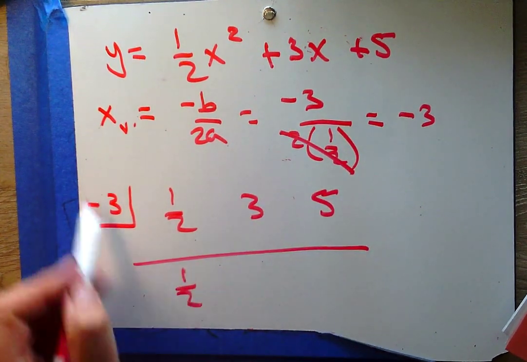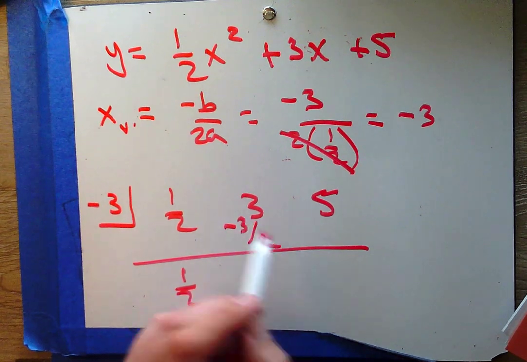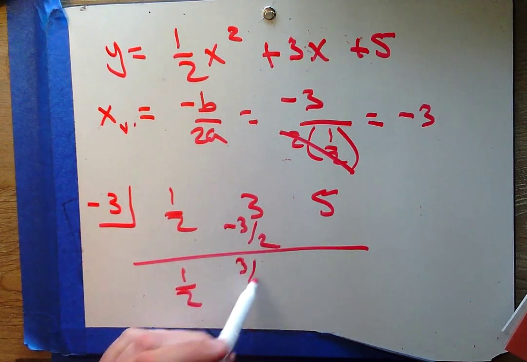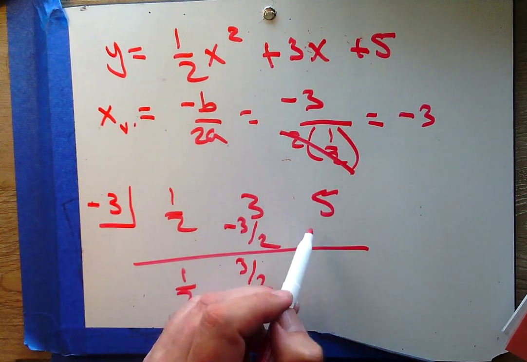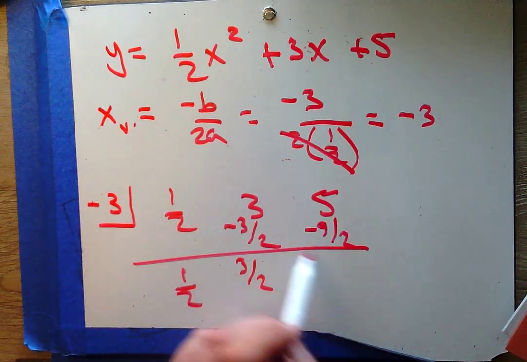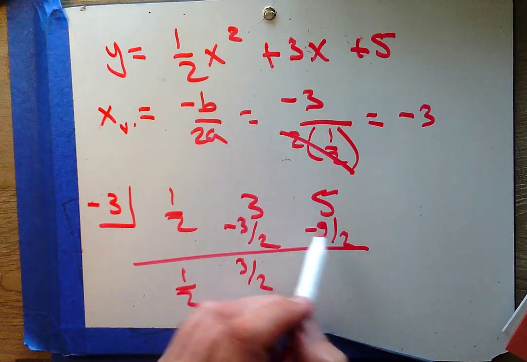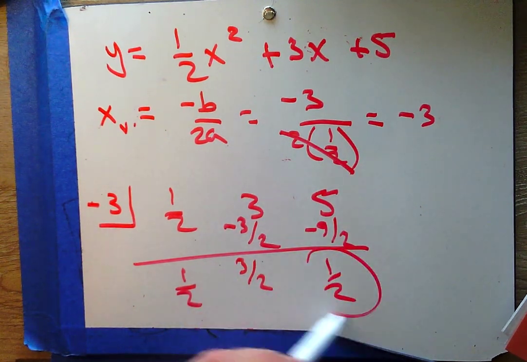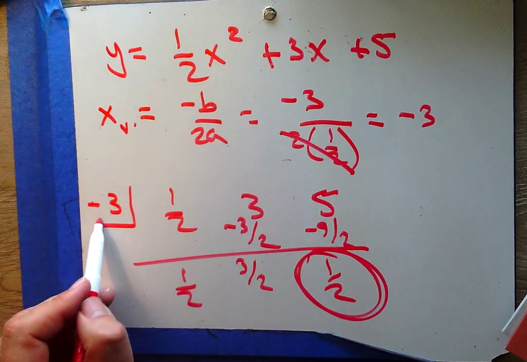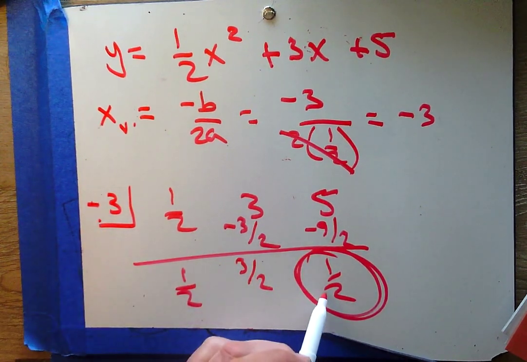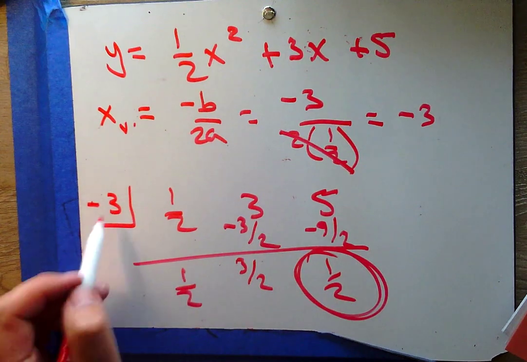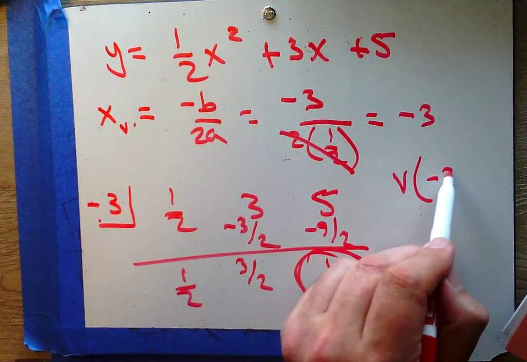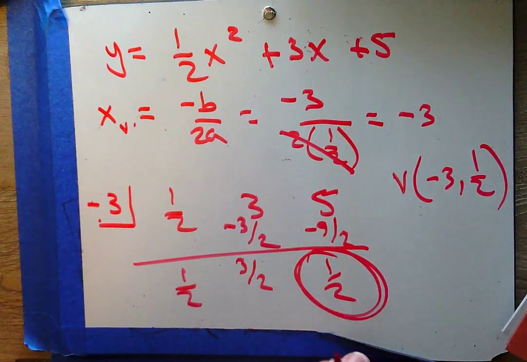Bring down the 1 half, I multiply, get negative 3 halves. So this is 6 halves minus 3 halves is 3 halves. I multiply, it's negative 9 halves. That's minus 4 and a half. 5 minus 4 and a half is 1 half. So remember from the remainder theorem, when we divide by this number and we get this remainder, the remainder is the y value at that point. So we know that the vertex is going to be located at negative 3, 1 half.